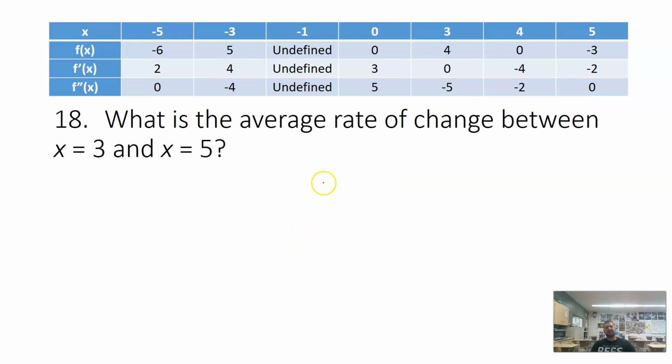Number 18 says, what is the average rate of change between x equals 3 and x equals 5? Well, remember, average rate of change is just y2 minus y1 over x2 minus x1. In this problem, f of x is another name for y, so we just go negative 3 minus 4, because these are the x values that we're talking about. So I look at the y values that are associated with those. Then I just put those over x2 minus x1, and I get negative 7 over 2. So negative 7 halves is my average rate of change here.